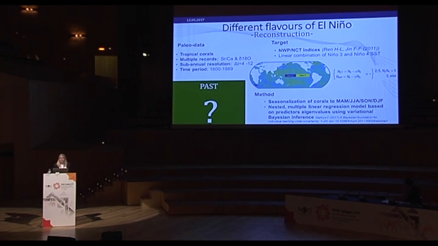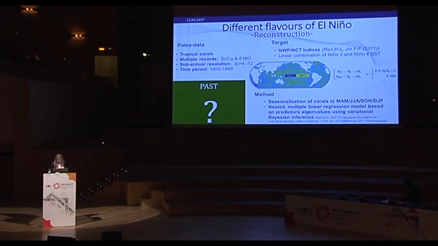We can't just use Niño 3 and 4 because they're highly correlated, and that's not really good for an independent reconstruction of both flavors. So we're using the NWP and NCT index defined by Ren and Jin in 2011. You can think of those two indices as somehow like a linear combination of Niño 3 and Niño 4. So they're not correlated anymore, which makes them good to be reconstructed.